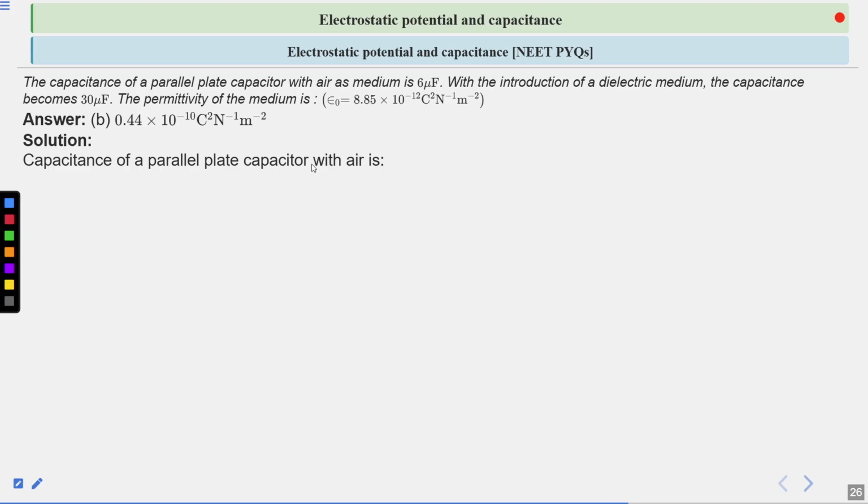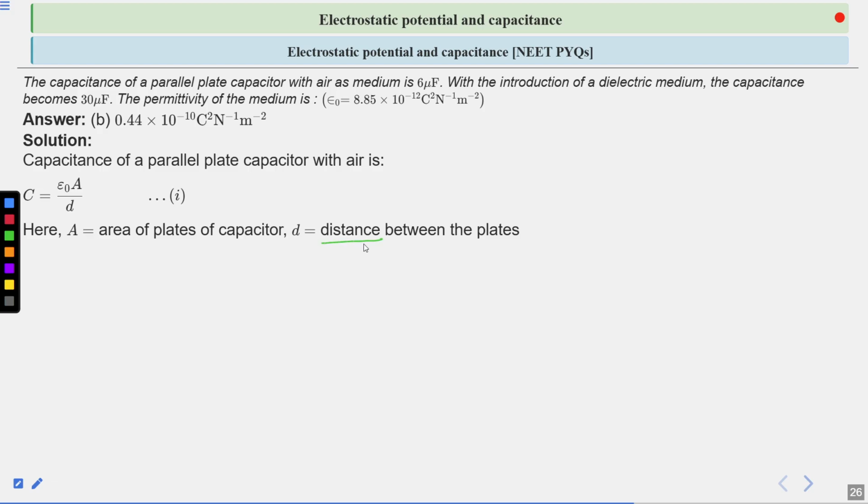Capacitance of a parallel plate capacitor with air is C equals epsilon naught A upon D. When there is air between the parallel plates of the capacitor, then capacitance is given by epsilon naught A upon D. Mark it as equation 1. Here A is the area of the plates of the capacitor and D is the distance between the plates.